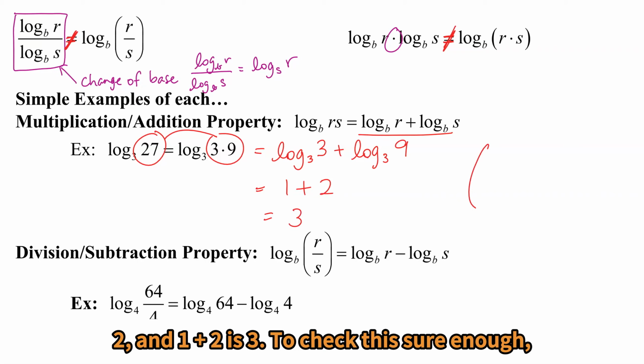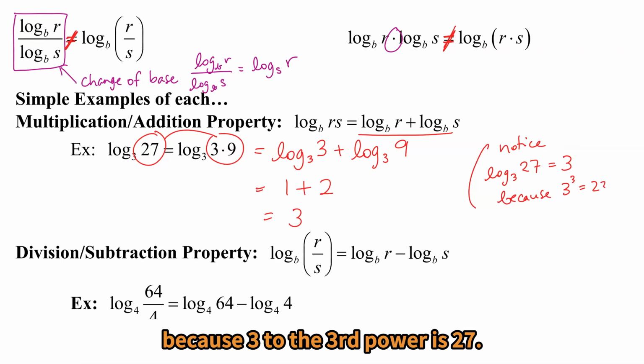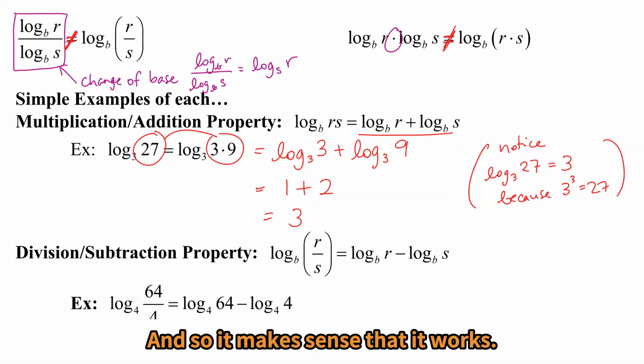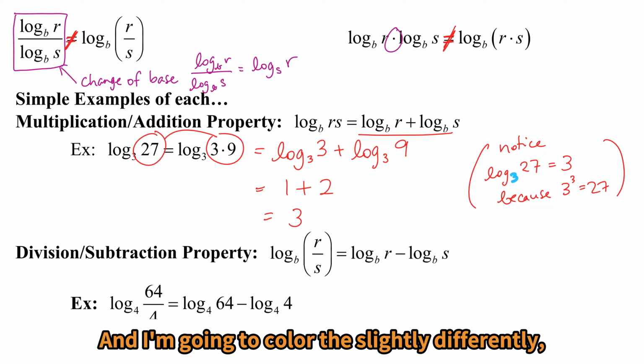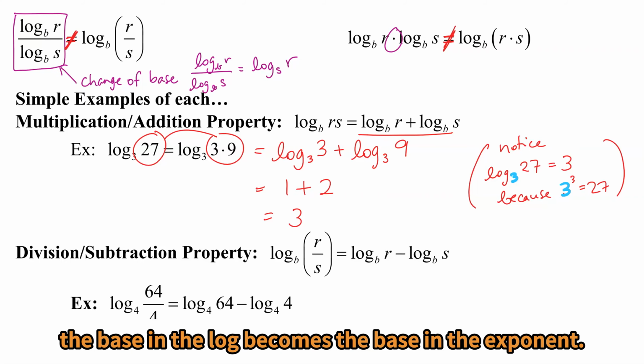To check this, sure enough, log base 3 of 27 will equal 3 because 3 to the third power is 27. And so it makes sense that it works. And I'm going to color this slightly differently so you can see where the 3's are coming from. The base in the log becomes the base in the exponent.